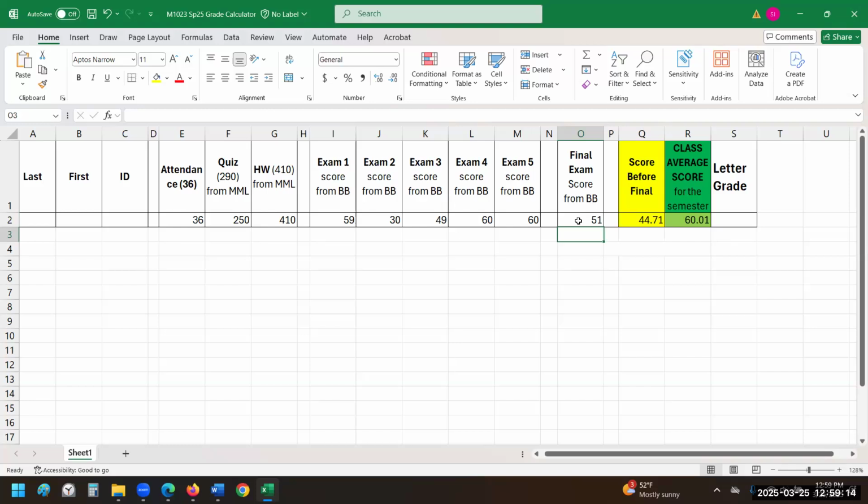So you can play with the calculator with these 3 numbers. So 1, 2, 3 are fixed. You already have your scores. But 4, 5, and the final exam, these are changeable. So you can play with those scores, and you can play with the MyMathLab scores, and you can figure out whether you have a chance of passing this class or not.